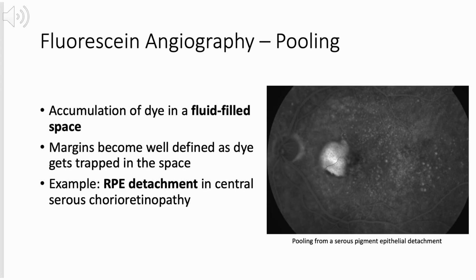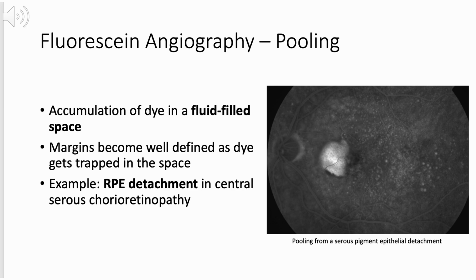Pooling represents another classic pattern of hyperfluorescence and occurs when fluorescein accumulates within a fluid-filled space. Unlike leakage, the dye does not spread beyond the boundaries of the space, but instead becomes trapped, leading to a progressive increase in fluorescence within a confined area. As pooling progresses, the margins of the hyperfluorescent area become increasingly well-defined, reflecting the anatomic limits of the fluid-filled compartment.